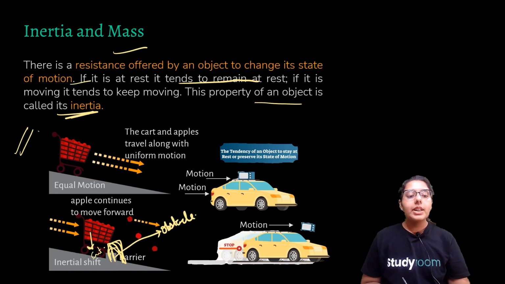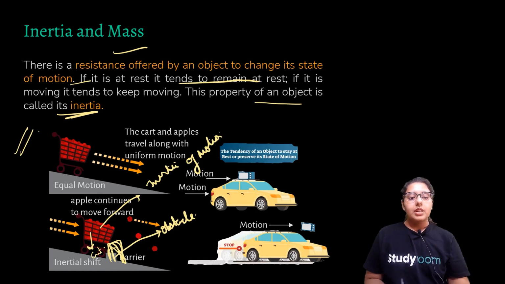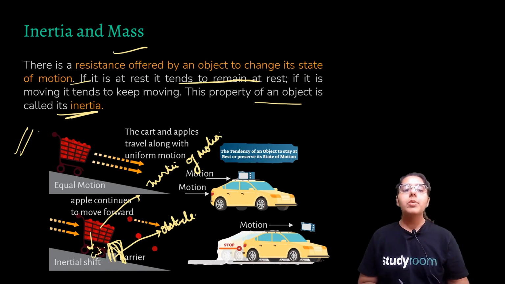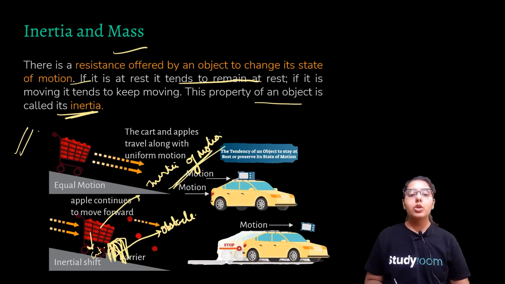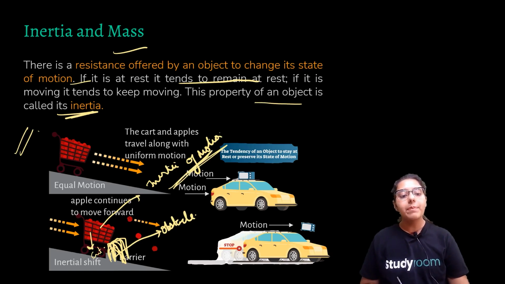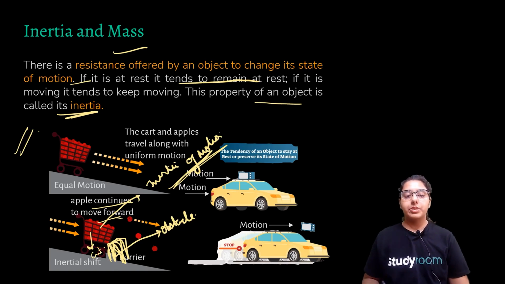But your apples are in inertia of motion because they were already moving, right? The apples and the cart were moving. So your apples were in inertia of motion and, at the sudden break, they tend to resist any change. Due to inertia of motion, you will see that your apples continue to move forward. Why? Because of inertia of motion.